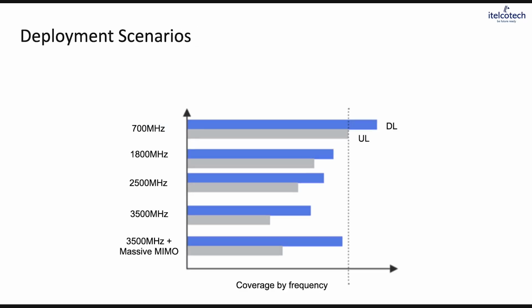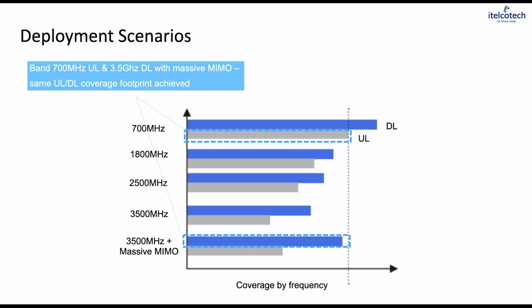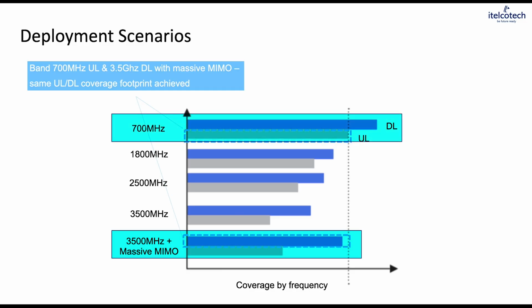We can also take a deployment scenario where, for example, in scenario one we are using 3.5 gigahertz in downlink, and in uplink, to match the coverage in the downlink, we can use the 700 megahertz band. So here, if you see, the downlink coverage in 3.5 gigahertz, along with massive MIMO, has a similar coverage footprint as that of the 700 megahertz band in uplink. So we are matching the coverage in uplink and downlink by using a supplementary uplink band.